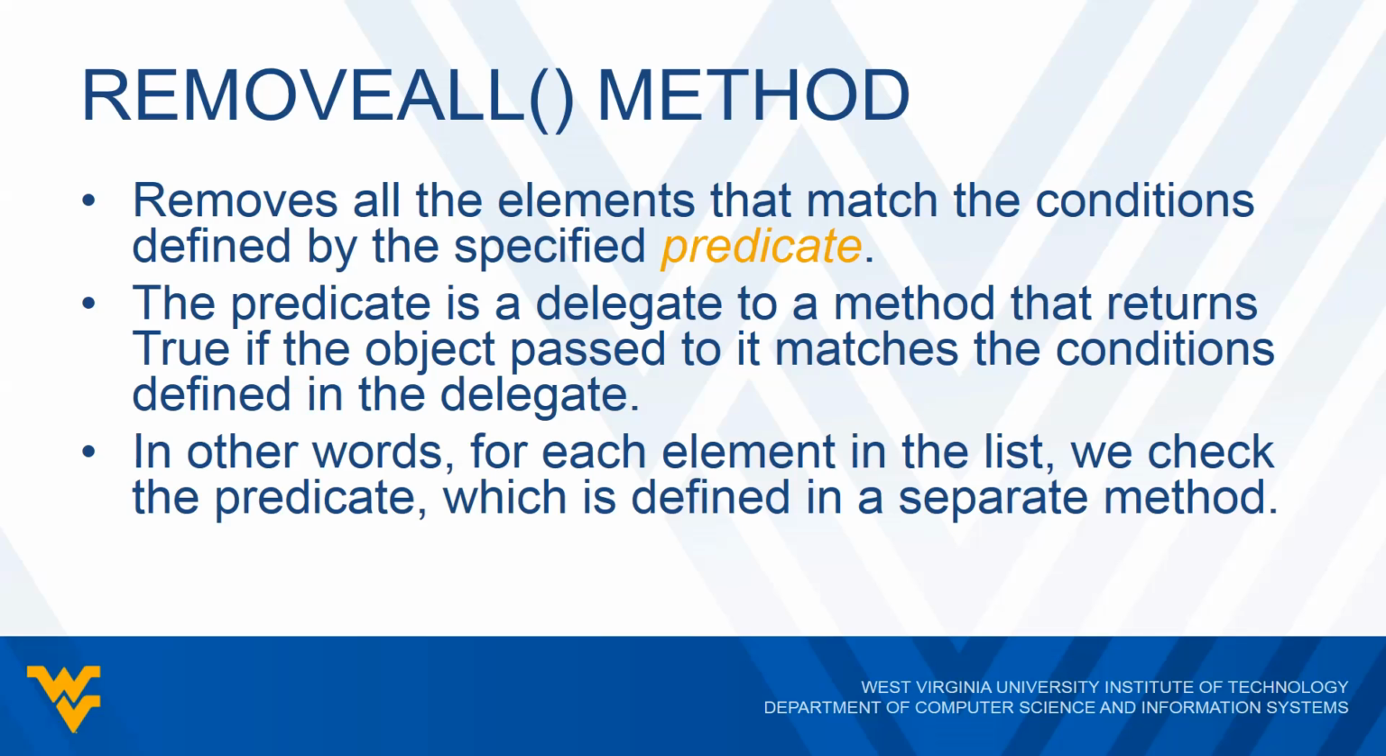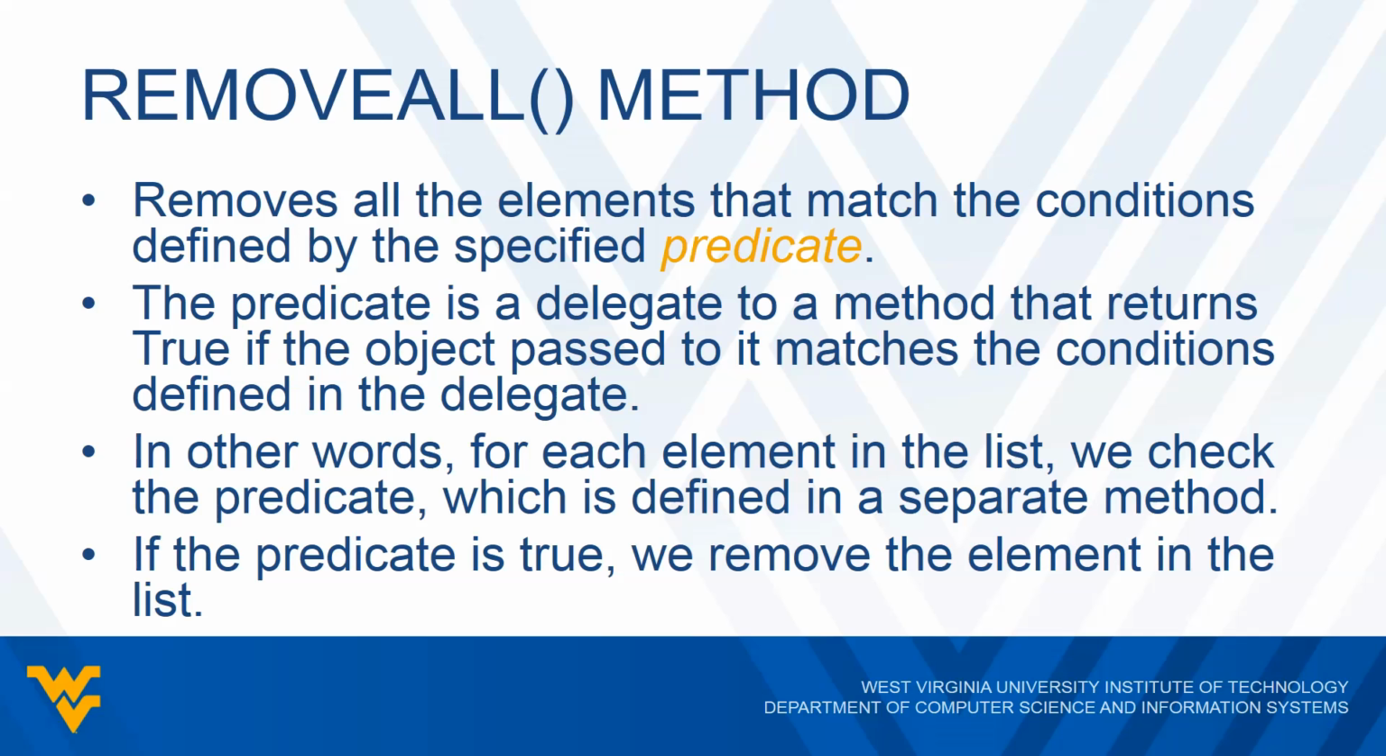Another way you can think of it is for each element in our list, we're going to compare the value of that element with our predicate. And this predicate is defined in another method. If the condition is met, so if the item in our list satisfies that particular criteria, then we just remove the element in the list. So the idea is check every single item, see if it matches some condition. If the condition is met, we remove the item.